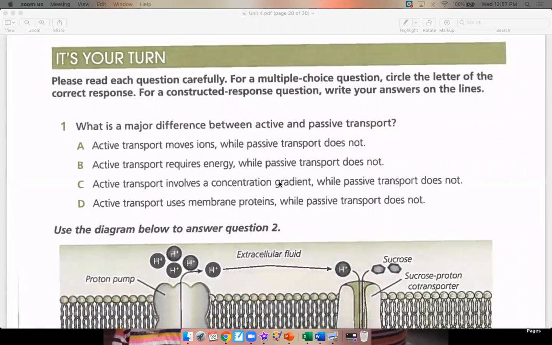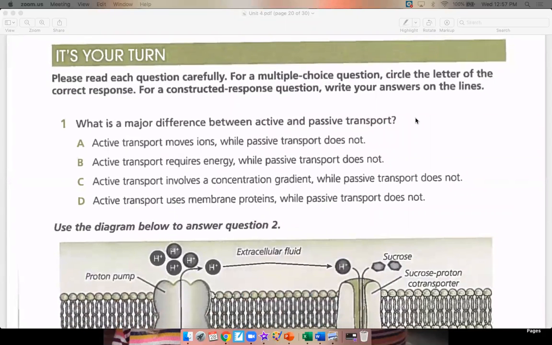Now I'm going to read the questions. And these are the same questions that will appear on a Google form on Google Classroom waiting for you. Please read each question carefully. For multiple choice questions, circle the letter of the correct response. For a constructed response question, write your answers on the lines.